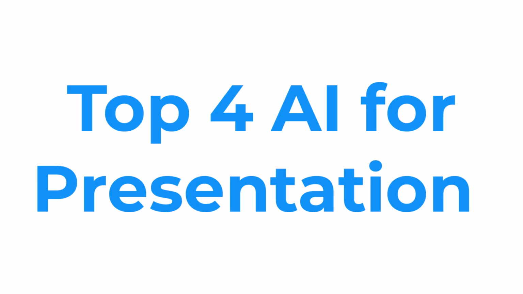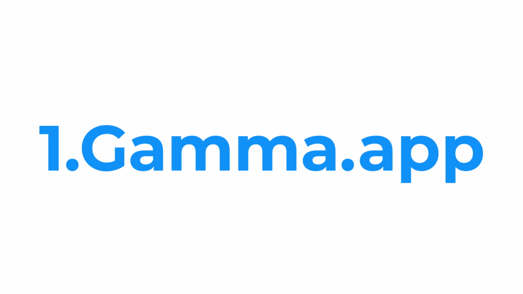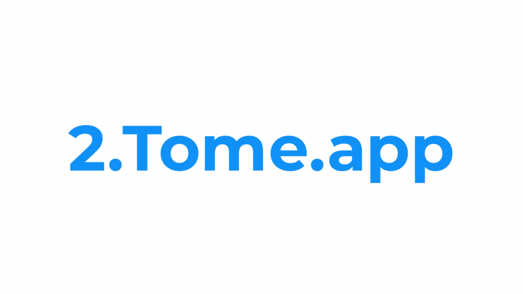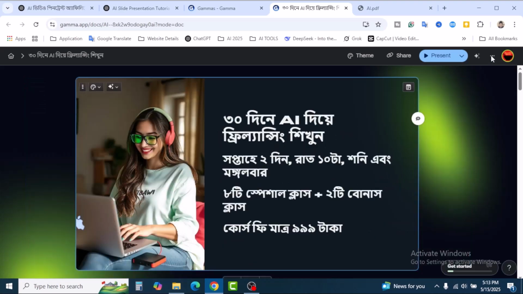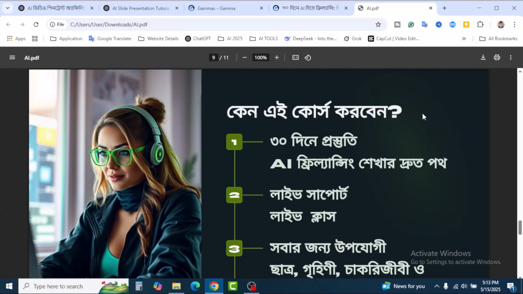So here are the top 5 tools you can use for slide creation. Number 1, one of my favorites, gamma.app. Number 2 is Tome app, number 3 Beautiful AI, and number 4 Canva Magic Design. Today's video is really special because I will show you how to use Gamma app to create the full presentation with the help of these tools.